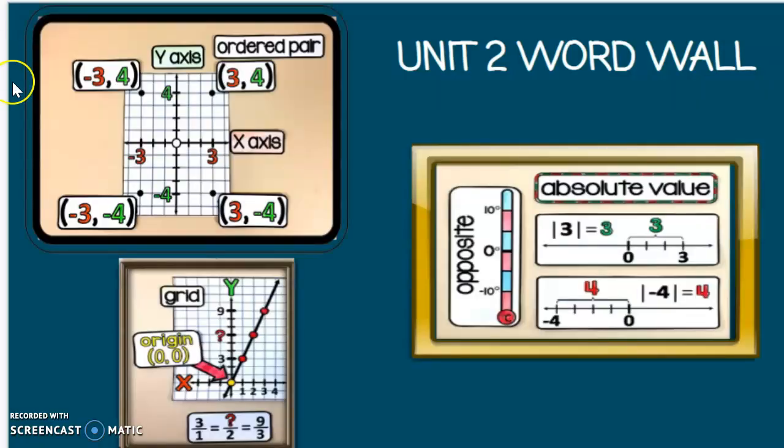I just want to review with you that in this week at a glance, I always have a word wall for the unit. This is a nice visual to help remind you about coordinate planes and parts of it, and then absolute value and opposites and stuff on a temperature or thermometer, sorry.